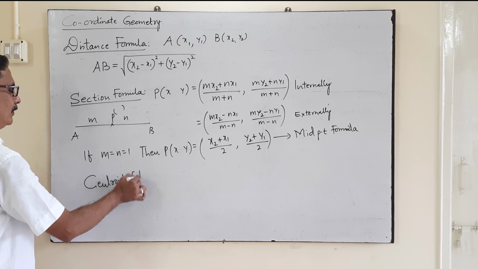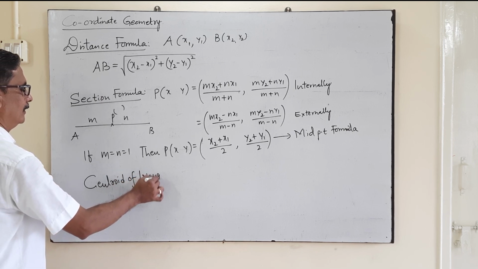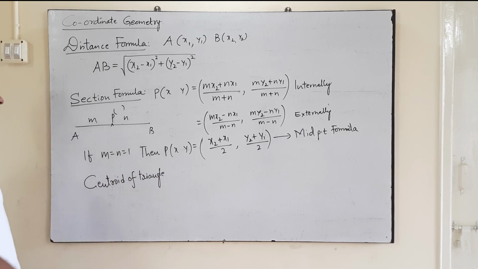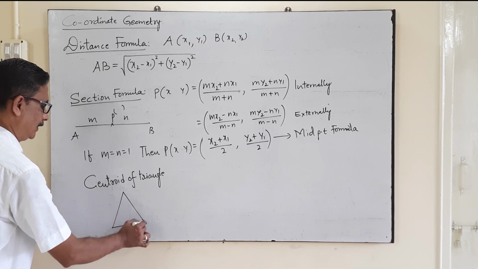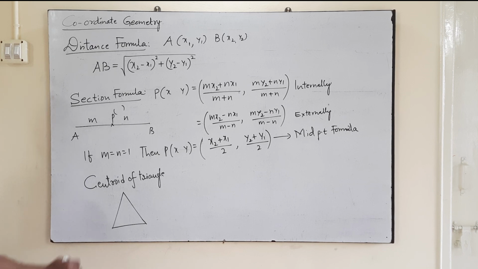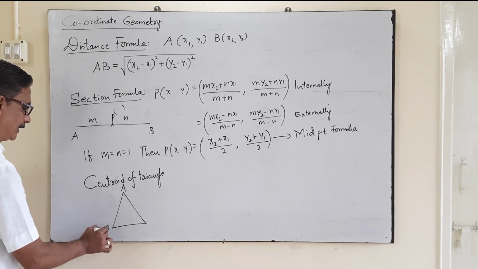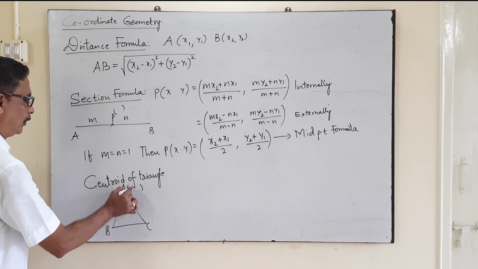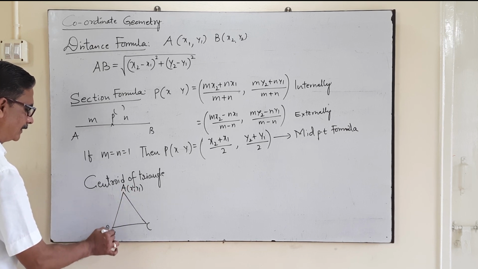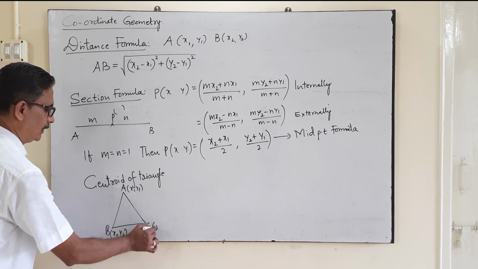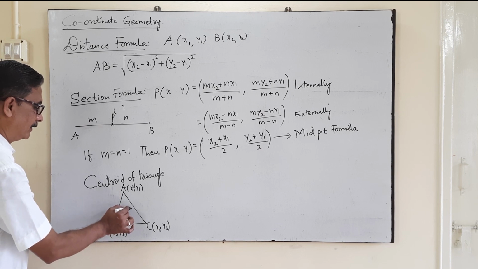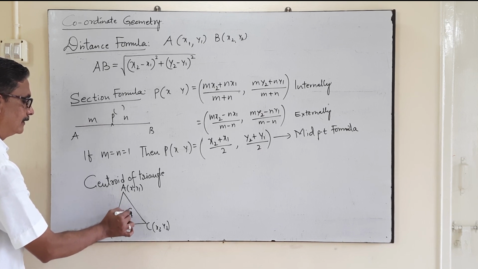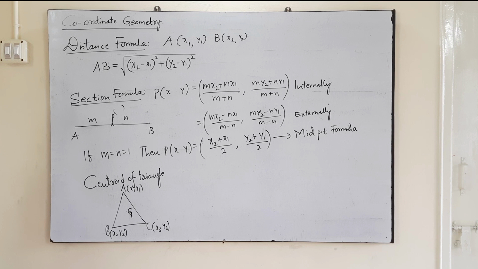Next result is the centroid of a triangle. Centroid of triangle ಅಂದ್ರೆ to find the centroid of triangle ABC. ತ್ರಿಭುಜದ ಗುರುತ್ವ ಕೇಂದ್ರವನ್ನು ಕಂಡುಹಿಡಿಯಿರಿ. If three vertices are given, say A(x1, y1), B(x2, y2), C is a point (x3, y3). Three vertices are given. To find the centroid, let G be the centroid of triangle ABC.